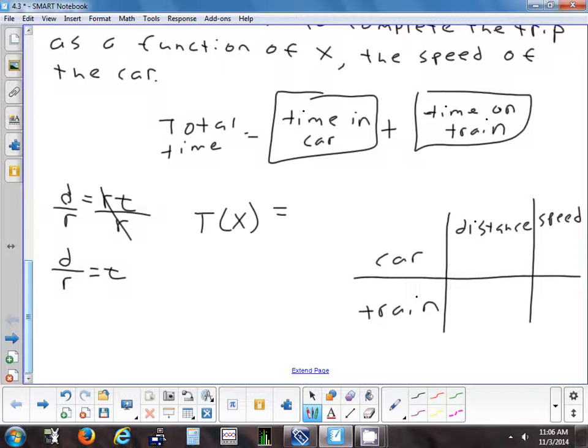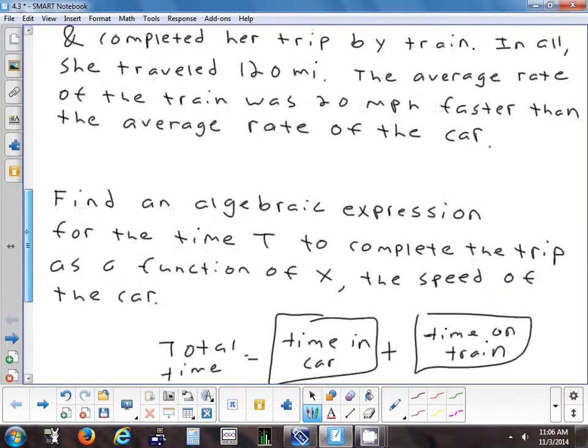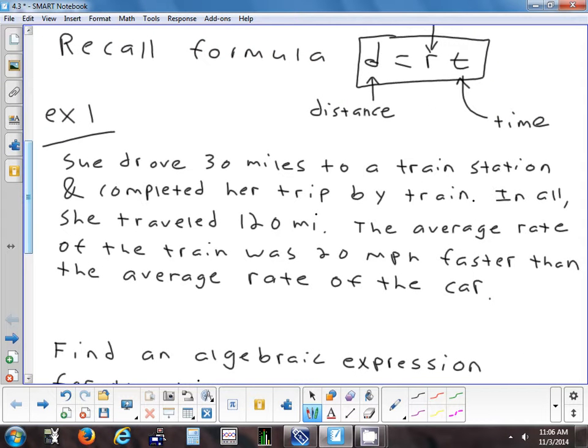Cody, how many miles did it say we were going to travel by car? 30 miles. Yep, 30 miles. So Sue drove 30 miles to a train station.